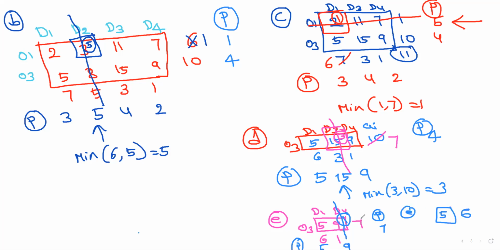6 is there here. 7 minus 1, 6, no? And this is also 6. So 5, how much you have to give? 6. For 5, I give 6. Over. This is Vogel's approximation method. Now we find the amount for this one.